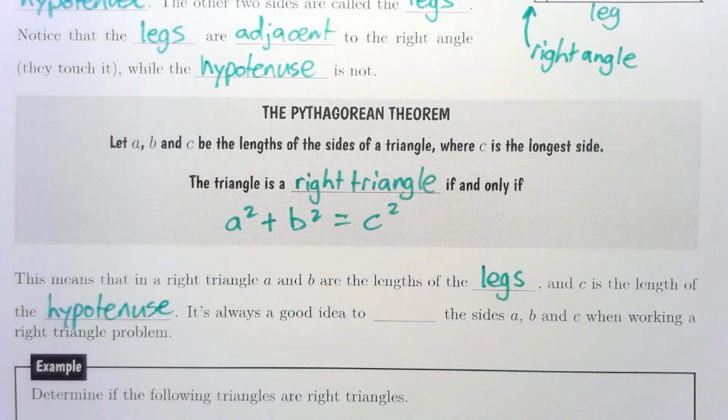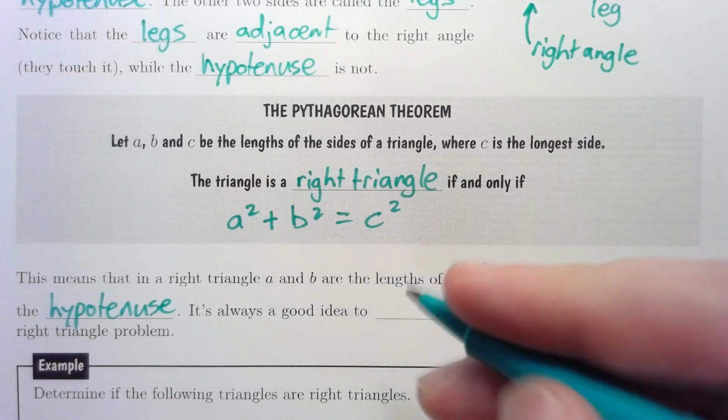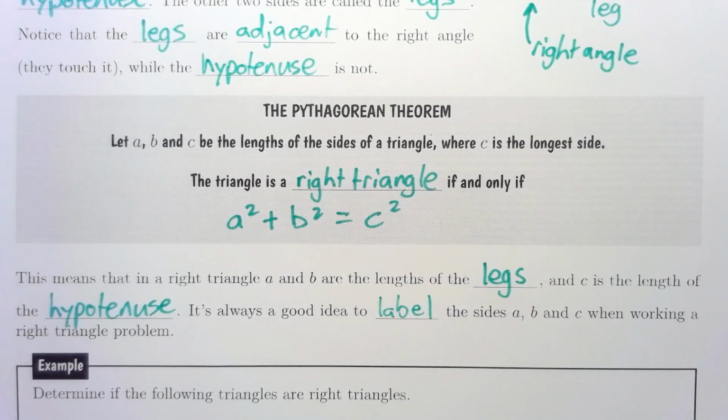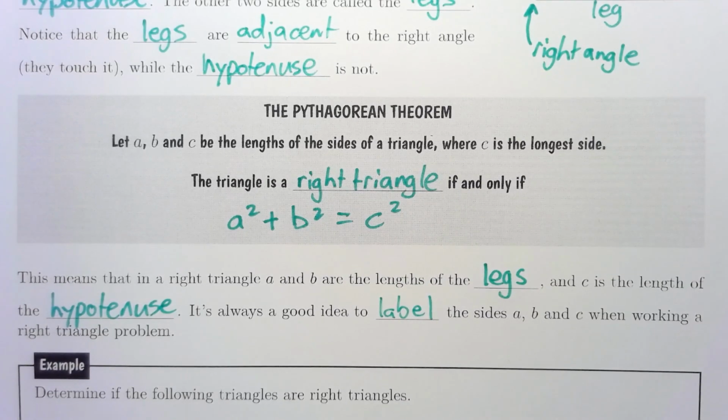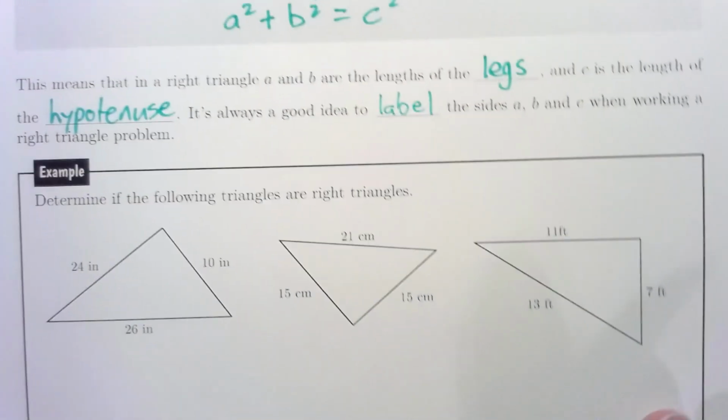Now, as we go through and do problems involving right triangles, if we're wanting to make use of the Pythagorean theorem, it's a good idea to know which ones are the legs and which one's the hypotenuse. So to keep that straight, we're going to always label the sides A, B, and C when working with our right triangles. So there are many things you can do with the Pythagorean theorem, and in this course we're only going to scratch the surface. But today we're going to start with one example of what we can do.